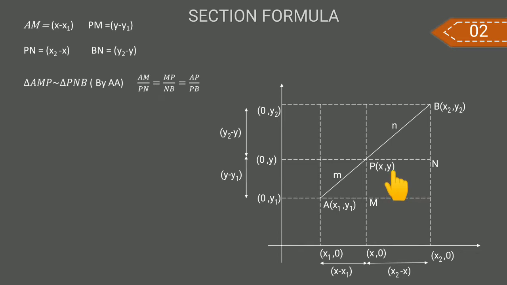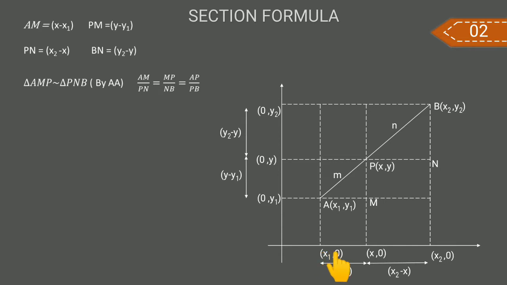First of all, we will understand this figure. This point is (x1, 0), this point is (x, 0), and this point is (x2, 0). In the same way, this point is (0, y1), this point is (0, y), and this point is (0, y2). The distance from the origin to (x1, 0) is x1, the distance from the origin to (x, 0) is x, and the distance from the origin to (x2, 0) is x2.